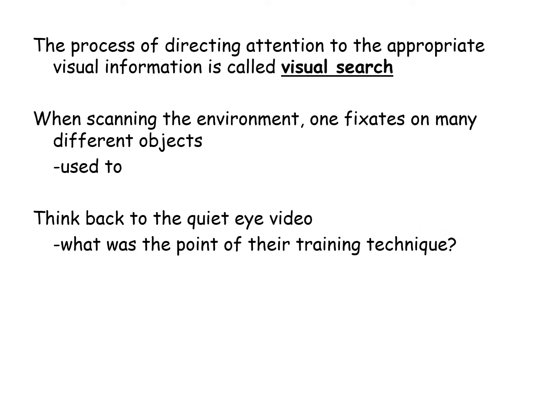The process of directing attention to the appropriate visual information is called visual search. When scanning the environment, we often fixate on many different objects, and this is used to pick up relevant information. Hopefully you watched that quiet eye video. It was a little bit too long to watch through this PowerPoint, it'd be a lot of silence, so I hope you've watched it on your own time because it's kind of important. But what was the point of their training technique?